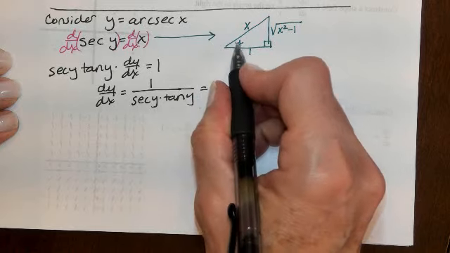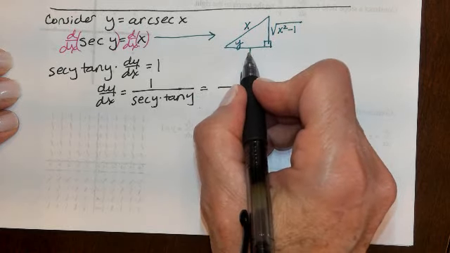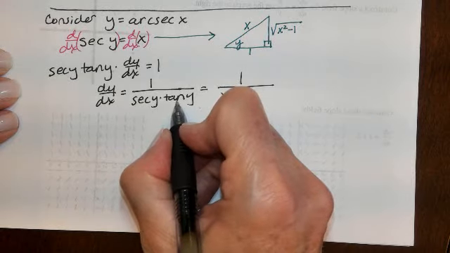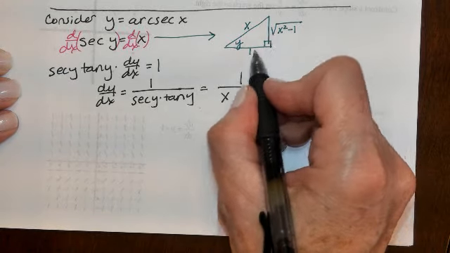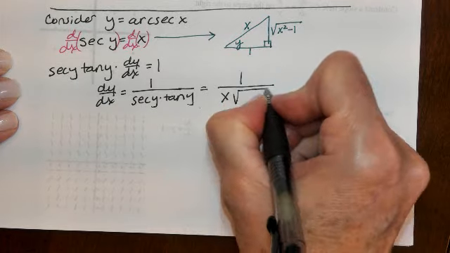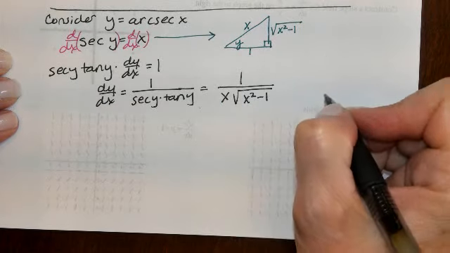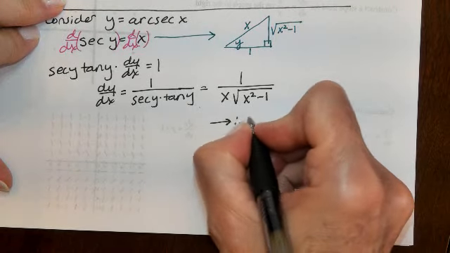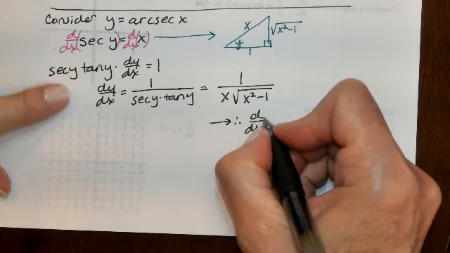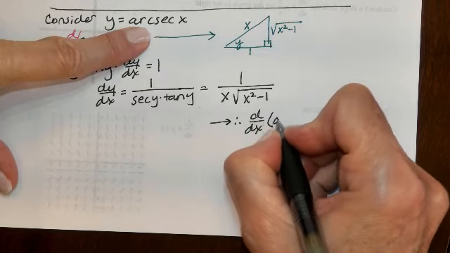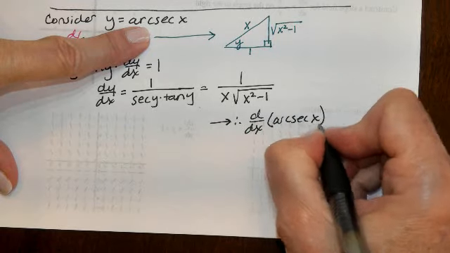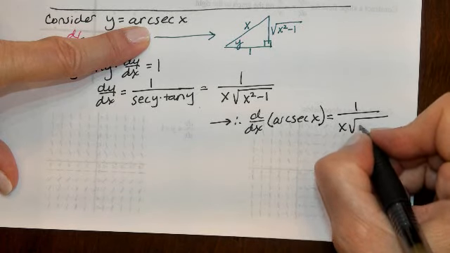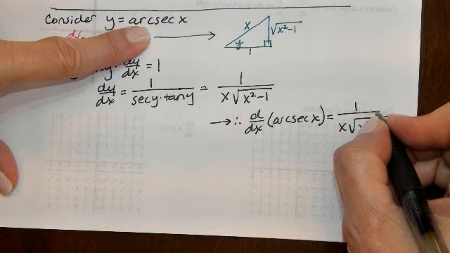Okay, what is secant y? Secant y is x over 1. Right? So x. What is tangent y? Tangent y is opposite over adjacent, so square root x squared minus 1. So this means the derivative with respect to x of arc secant x is 1 divided by x square root x squared minus 1.